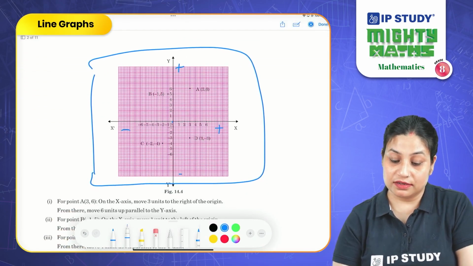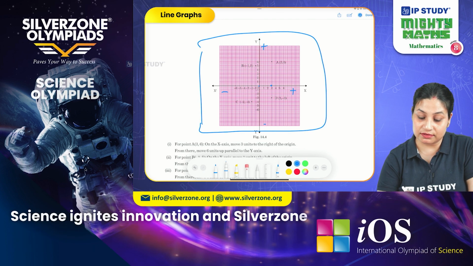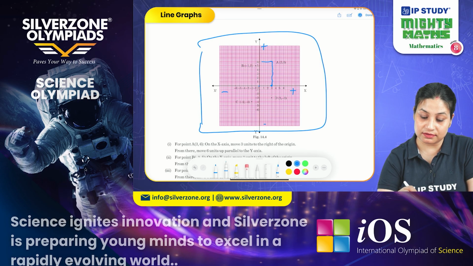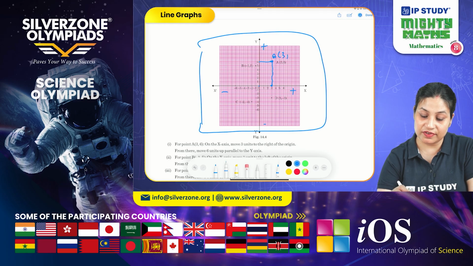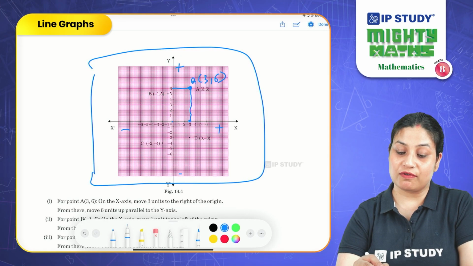So here we have to locate where is 3. So 3 is here. And where is 6? 6 is here. So 3 is here, 6 is here, right? So say this is point A, where the first coordinate is the x-coordinate and the second one is the y-coordinate. So the point A will fall here on this graph paper, right?